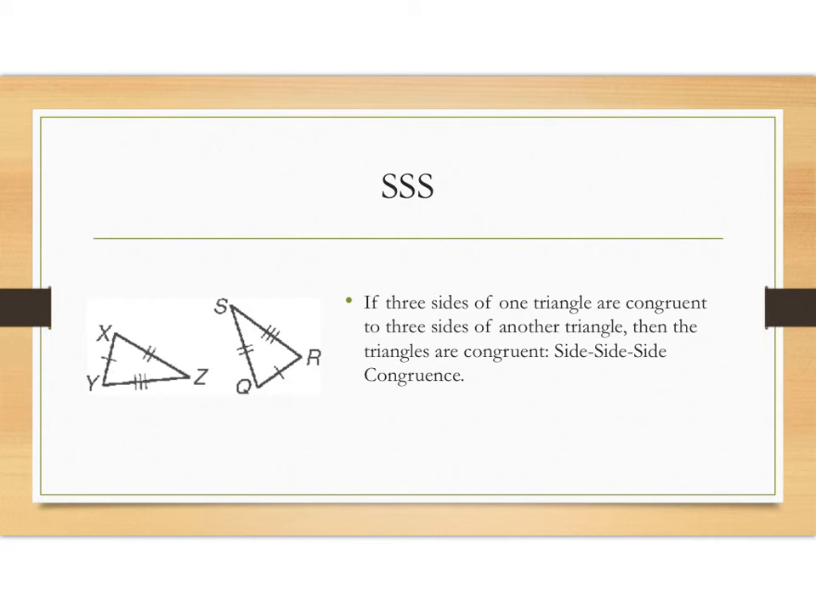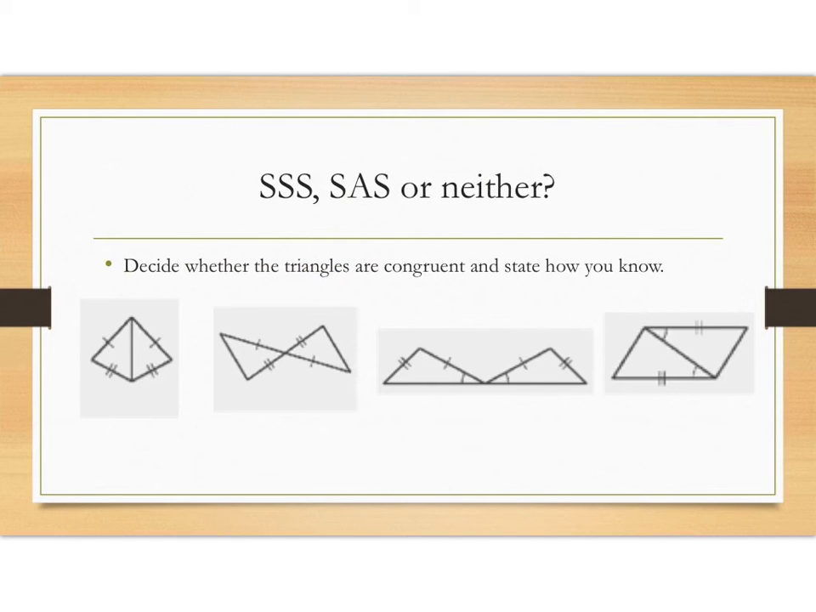Side, side, side triangle congruence may be my favorite. It's one of the easiest to follow. It says that if three sides of one triangle are congruent to three sides of another, then they are congruent. So here you're just looking for three pairs of congruent sides. If you can find three pairs of corresponding congruent sides, then you have two congruent triangles. So take a second to look at these triangles and see, how could you tell, are they congruent or not?